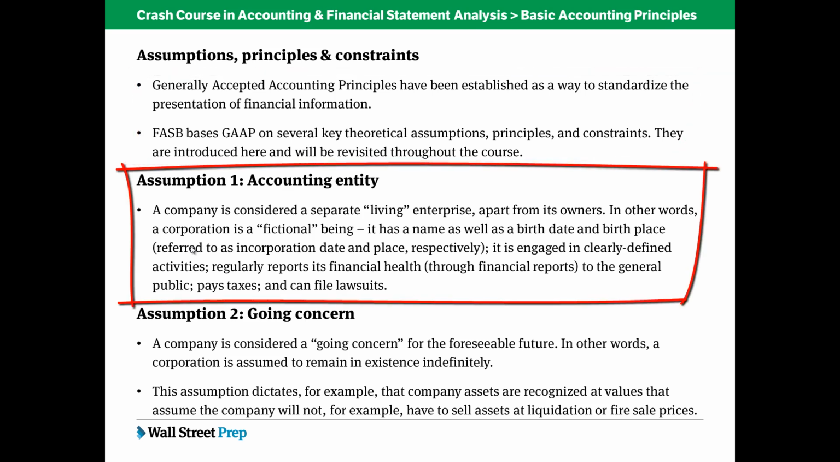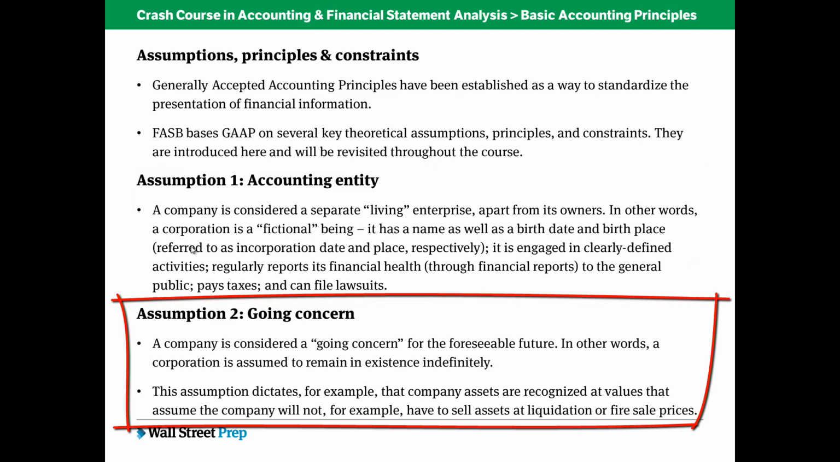The first assumption is that the entity is a separate enterprise apart from its owners. In other words, a corporation is a fictional being and has a name as well as a birth date and a birthplace, which is the incorporation date and place. And it's engaged in clearly defined activities and reports its financial health through financial reports to the general public as well as paying taxes, again, distinct from its owners, and can file lawsuits, etc.